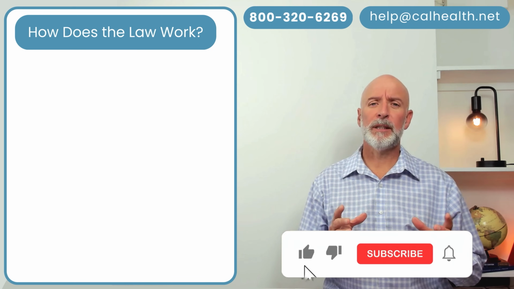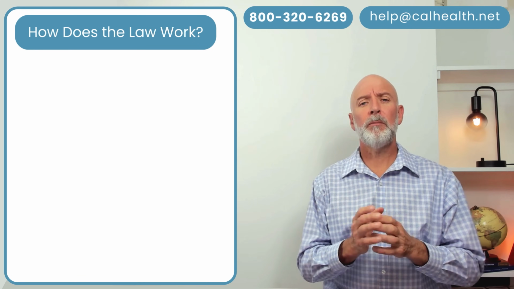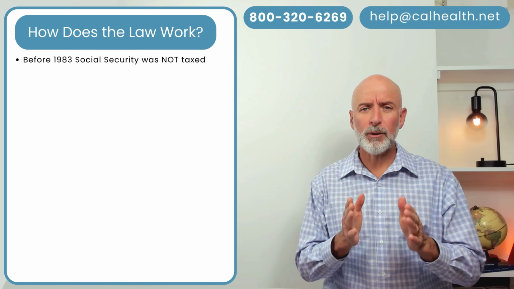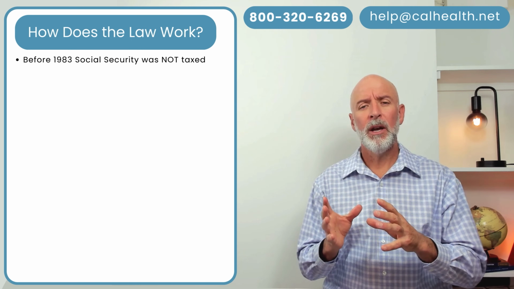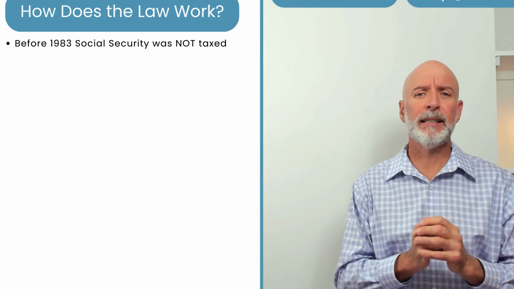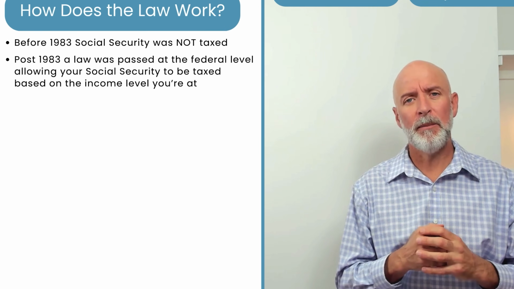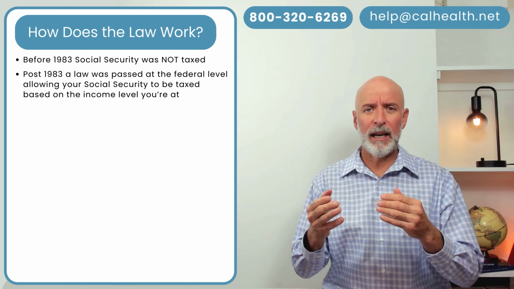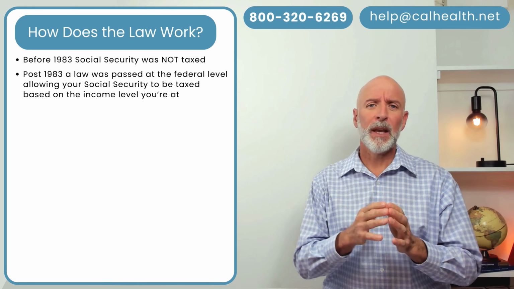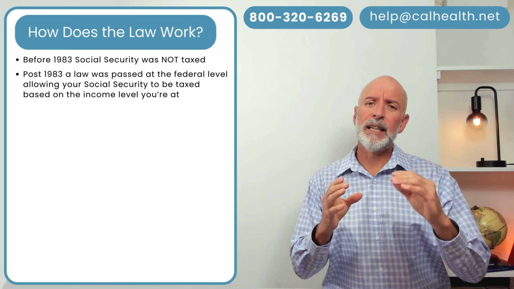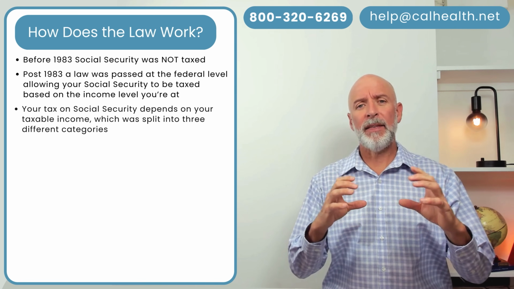Before we jump into the specifics as it applies to you, let's talk a little broadly about the law itself. Before 1983, Social Security was not taxed. Then they passed a law at the federal level, which would allow them to tax your Social Security depending on your income. We're going to get into the components that feed into that so we can look at your specific situation. After 1983, and for 10 years, they had separate brackets based on income, 3 different components that they would then tax.